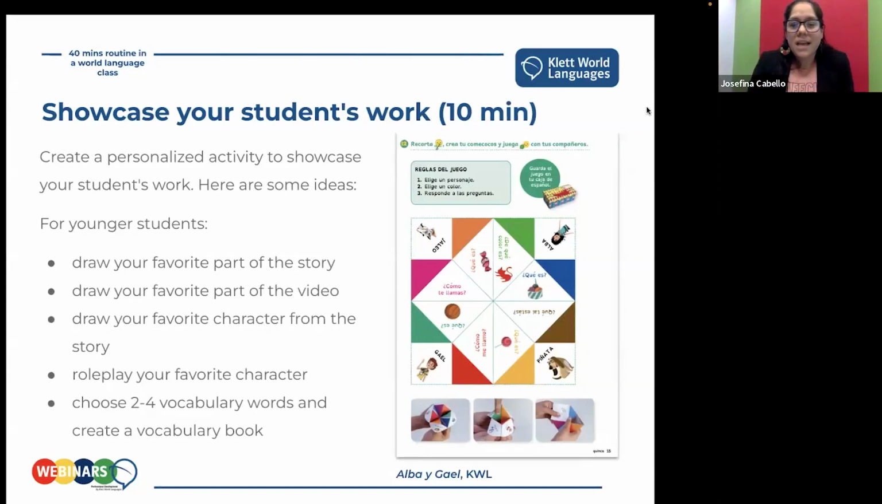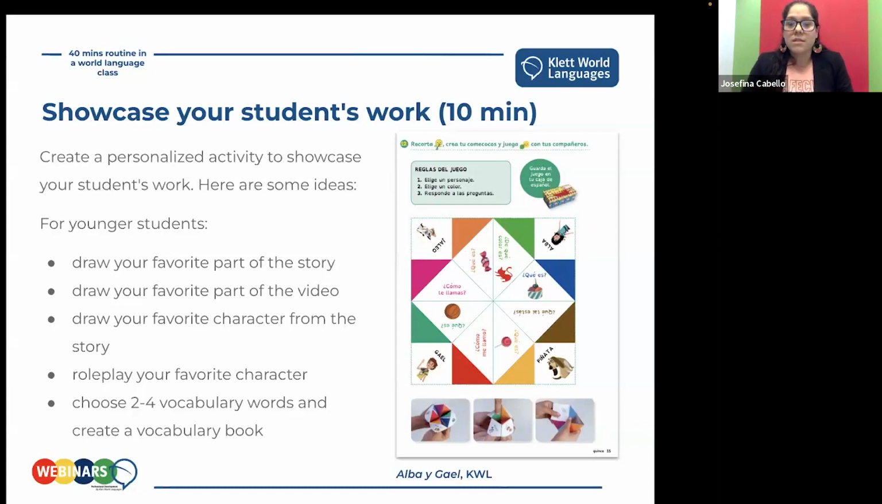And again, for younger students, we can do something a little bit different. See, for older students, we are always describing, writing. Younger students, some of them are not there yet, especially if you see them just once a week, like for 30 or 40 minutes. But they can still, for example, draw their favorite part of the story. Like, we read a story. What was your favorite part of the story? If you watched the video, what was your favorite part of the video?